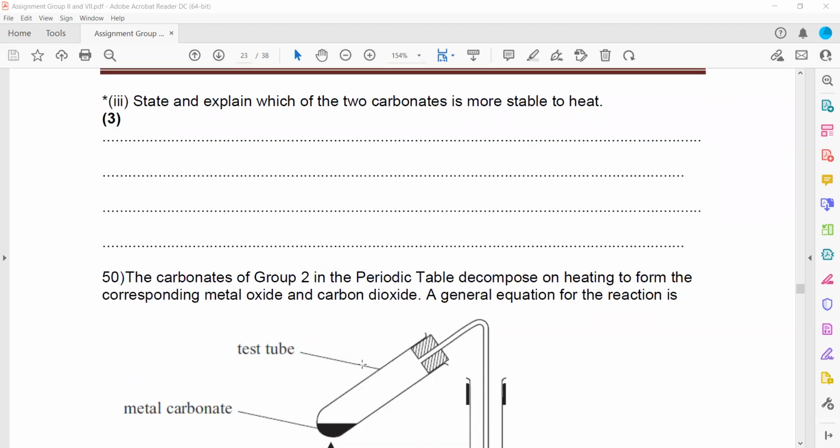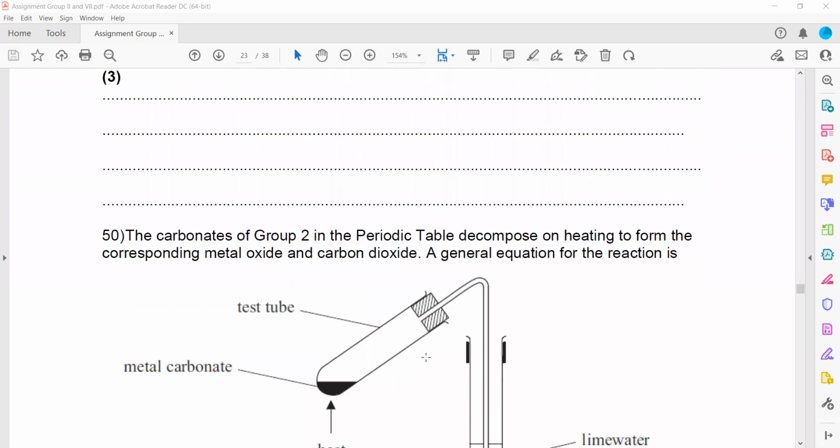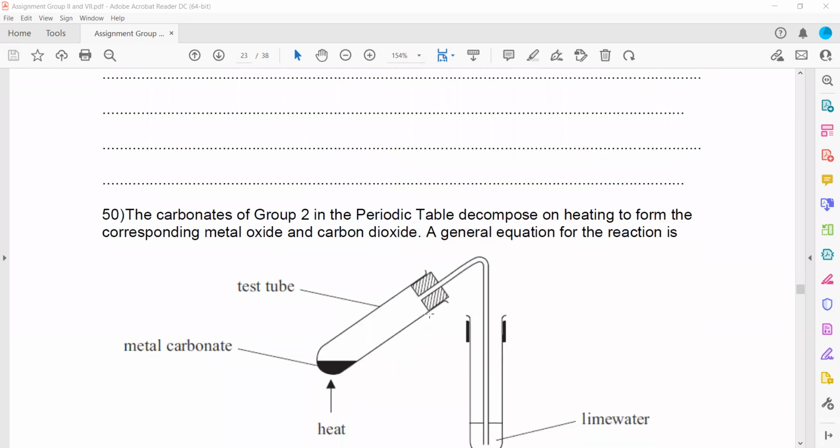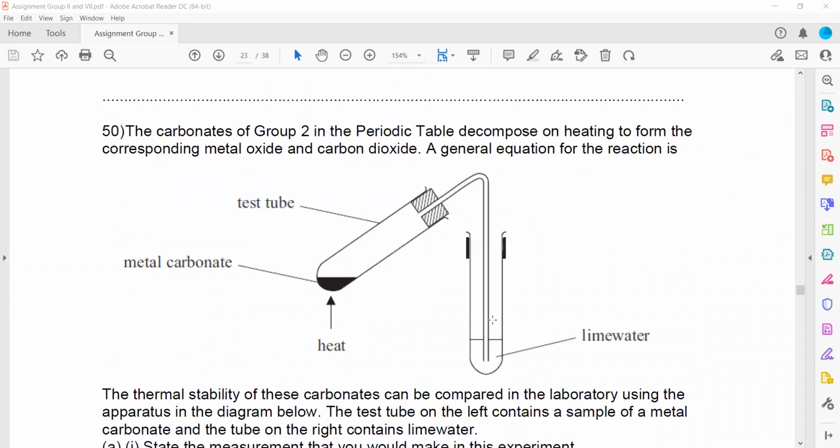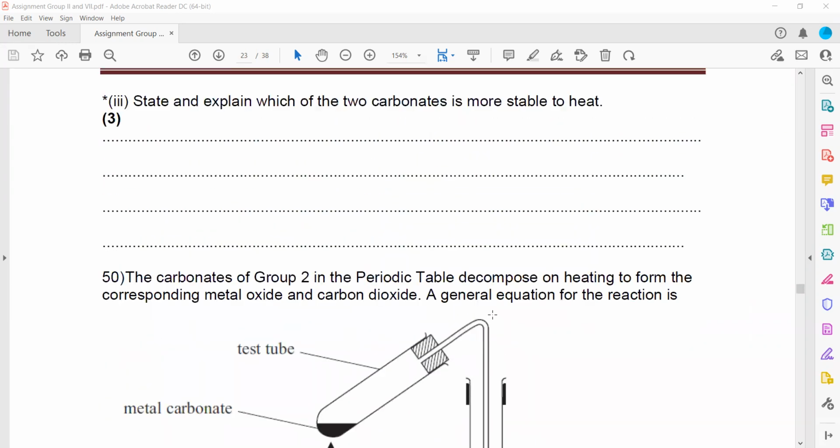State and explain, as you can see, this is a figure. Normally the same figure is there: a metal carbonate in a test tube with lime water connected. State and explain which of the two carbonates is more stable to heat. As we know, sodium carbonate and potassium carbonate are stable to heat. They do not decompose on heating.